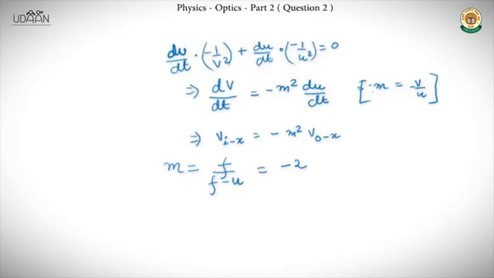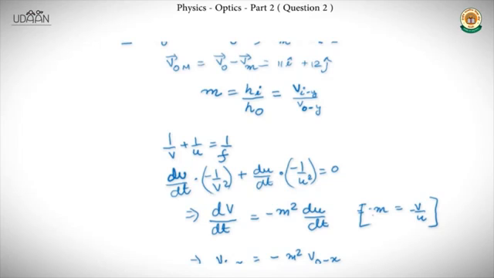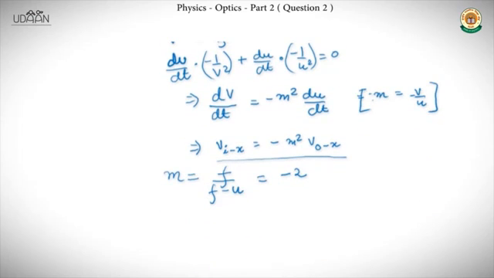So after putting the values of magnification in the above equations, we could get the values of different components of velocity of images. So velocity of image along x-axis is given by -4 into 11, which is equals to -44. Velocity of image along y-axis is given as -2 into 12 is equals to -2.